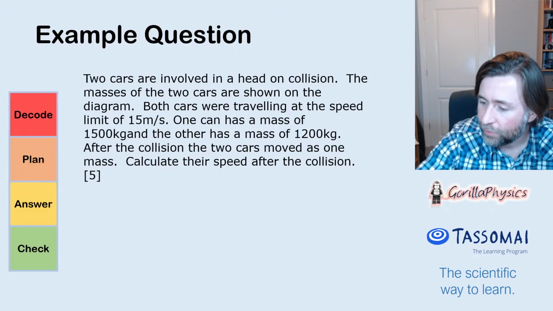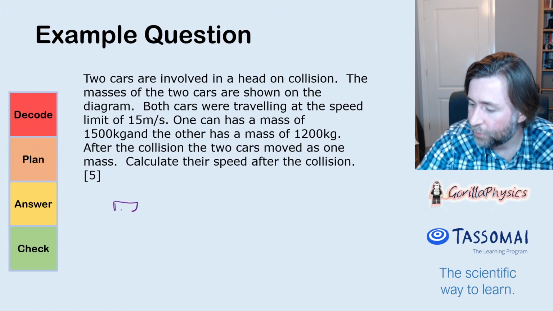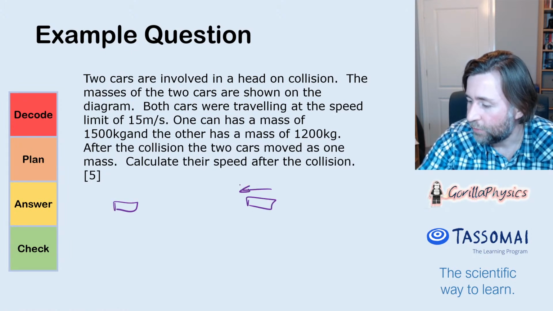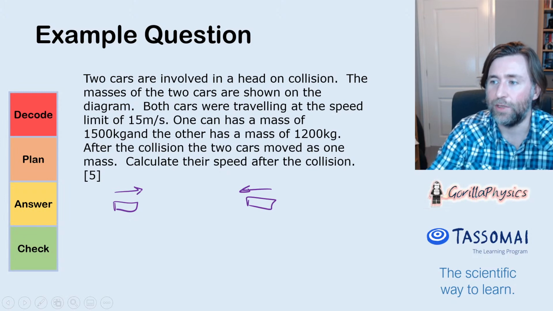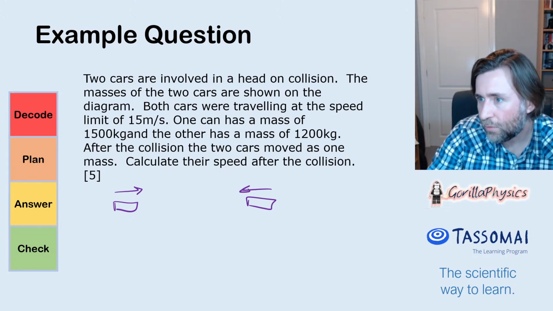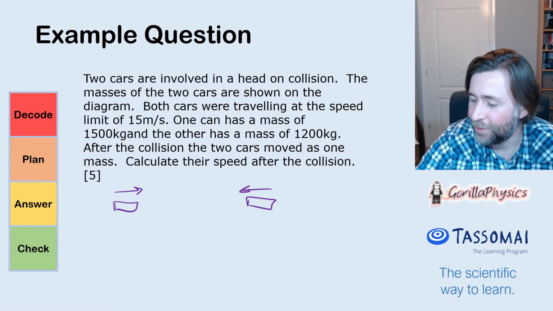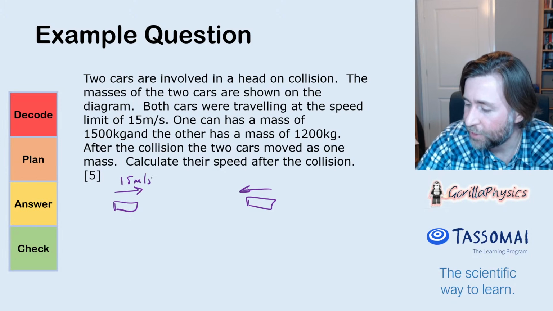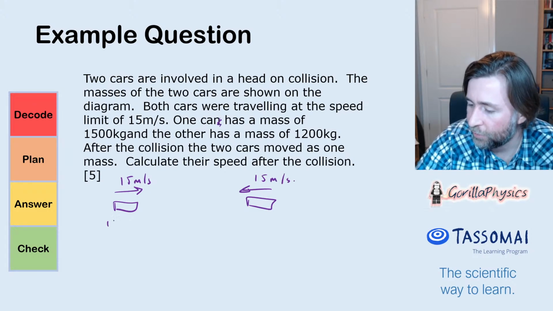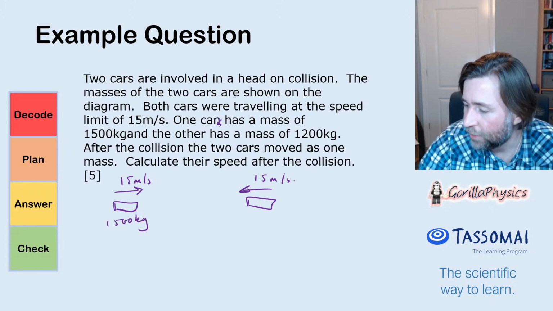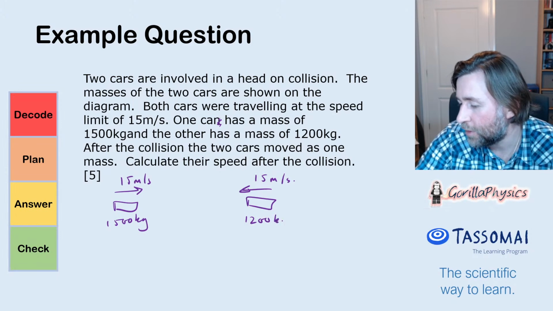Two cars are involved in a head-on collision. Okay, so the two cars are going towards each other. I'm going to draw myself a little diagram to help me understand what's going on here. The masses of the two cars are shown on the diagram. No, they aren't. They're written in the question in this case. Both cars were traveling at a speed of 15 meters per second. One car has a mass of 1,500 kilograms, and the other one has a mass of 1,200 kilograms.